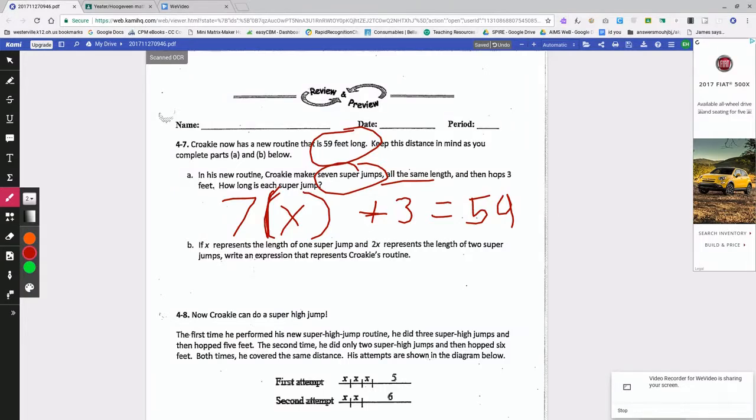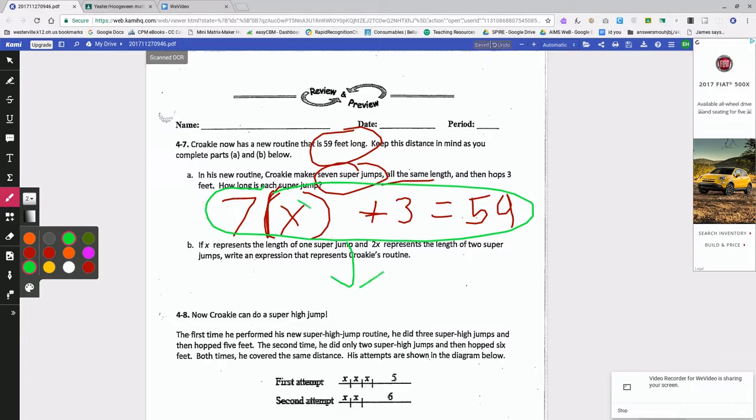So then again for B, if X is the length of one super jump and 2X represents 2 super jumps, write an expression for Croaky's routine. Well, I guess I did it easier for you today. You can take this equation, plug it in below with what you find for X.